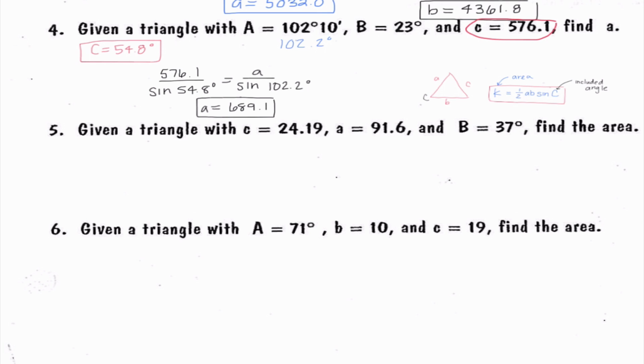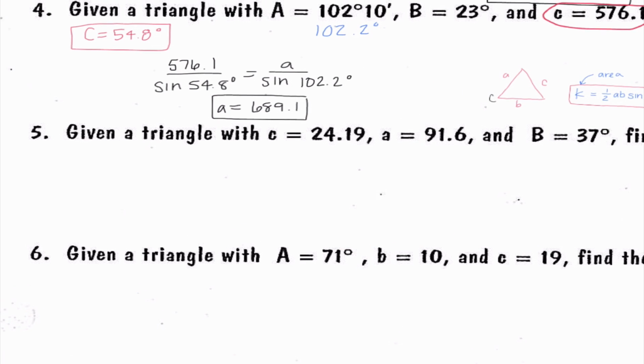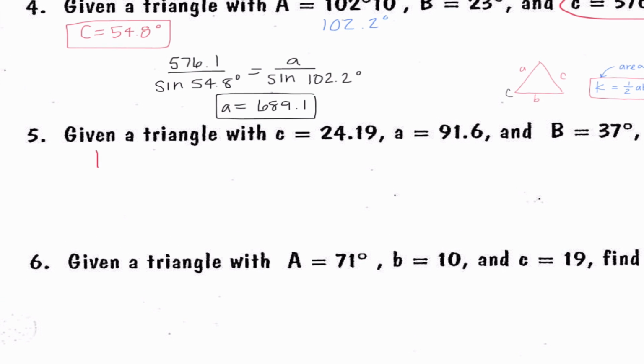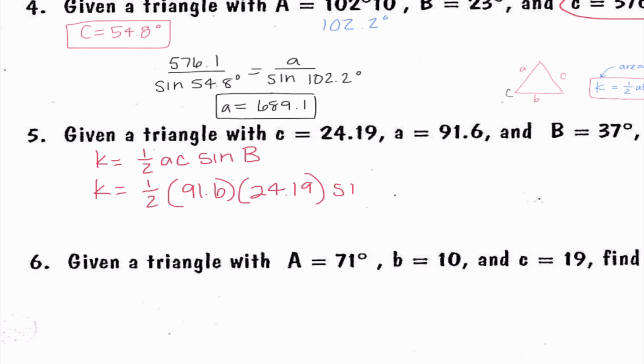So on number 5, it tells us that we have side C, side A, and angle B. So we have all the information we need in order to find the area. We're going to go ahead and write out the formula. Our formula is K equals, in this case, 1/2 AC sine of angle B. Just remember that we need to use each letter. And we're going to substitute in the information that we know. So A is 91.6, C is 24.19, and angle B is 37 degrees.